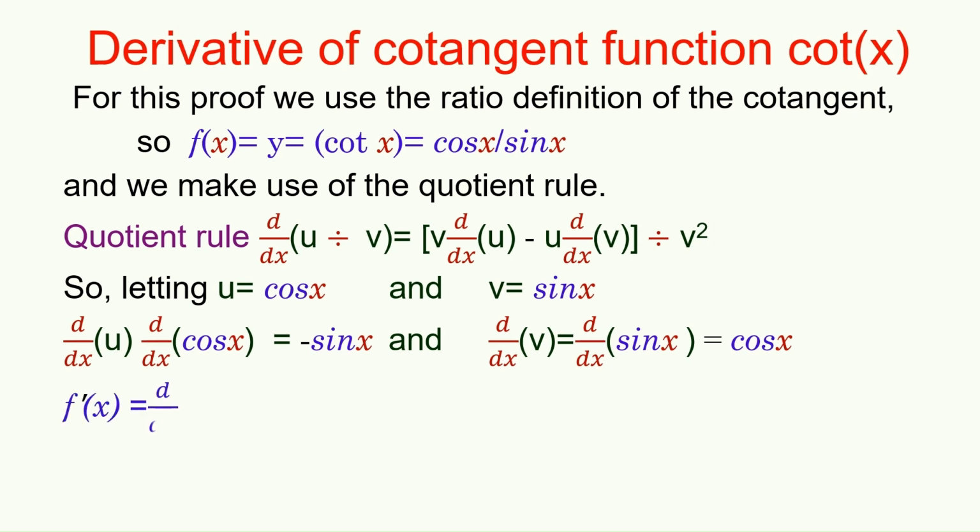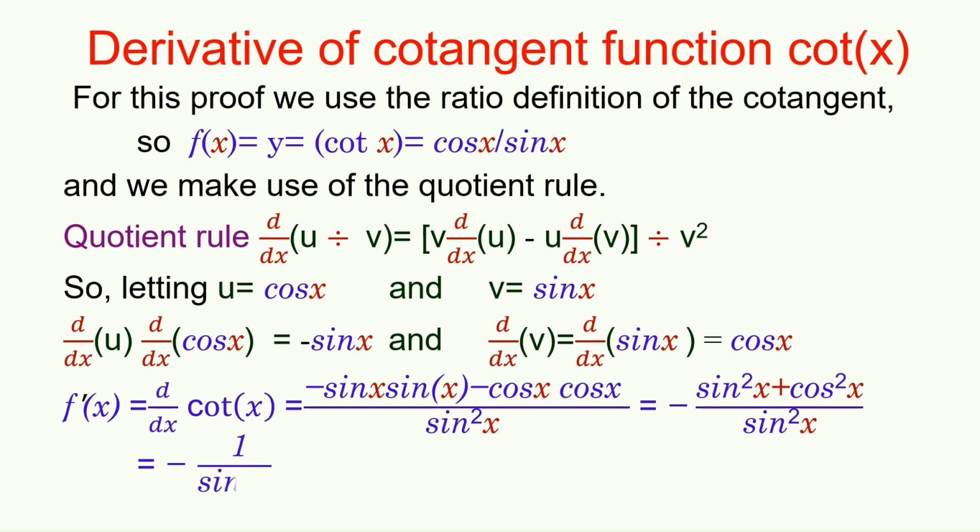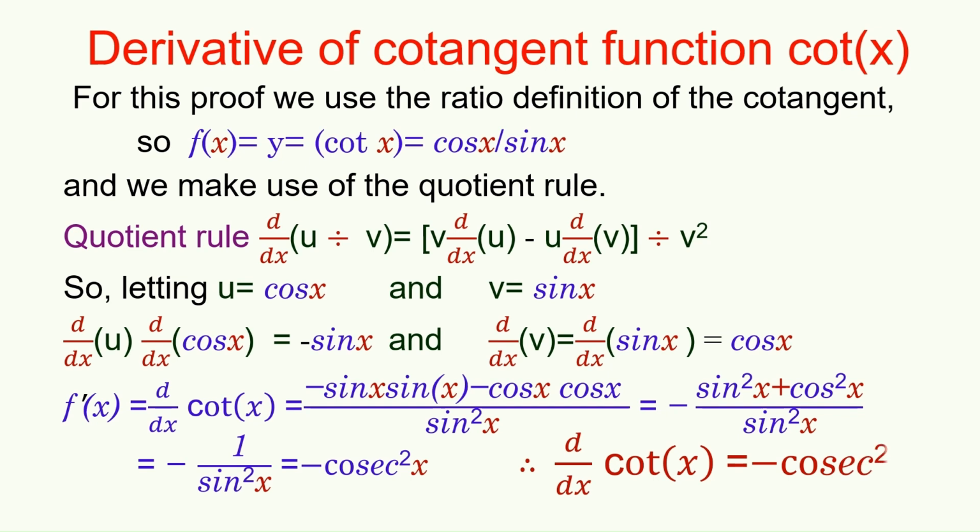So we have f'(x) = d/dx cot x = (−sin x times sin x − cos x times cos x) / sin squared x = −(sin squared x + cos squared x) / sin squared x = −1 / sin squared x, as sin squared x + cos squared x = 1. Therefore d/dx cot x = −cosec squared x.